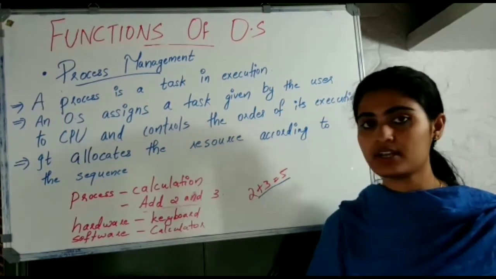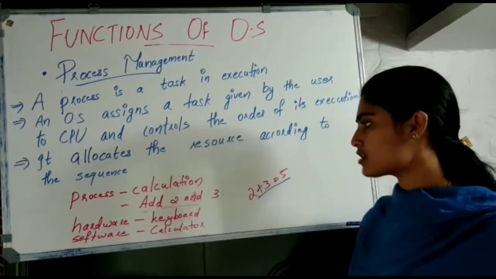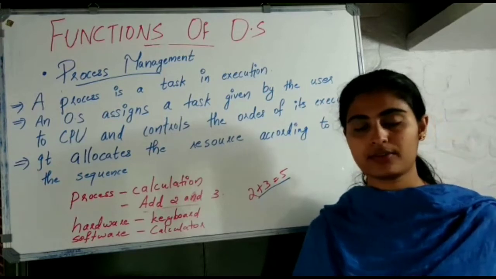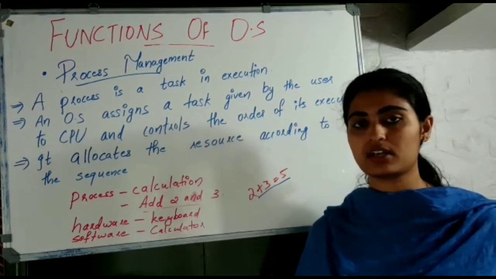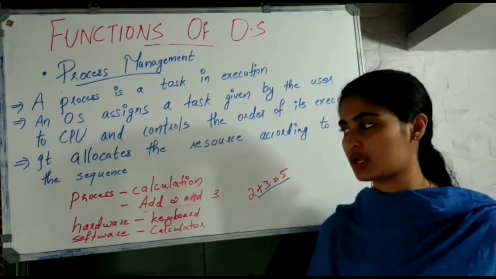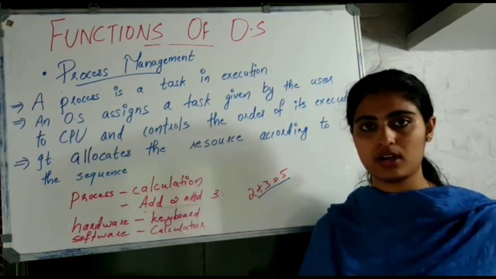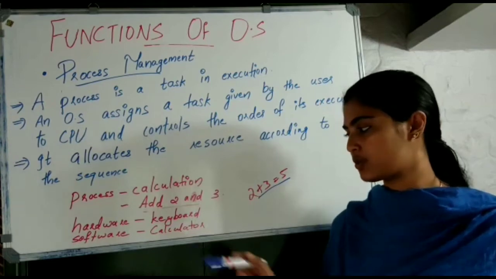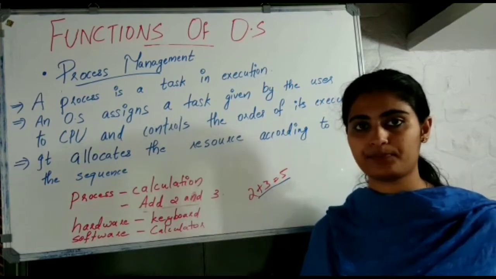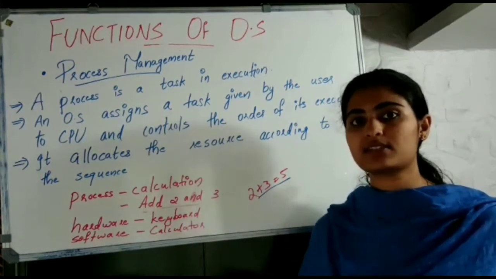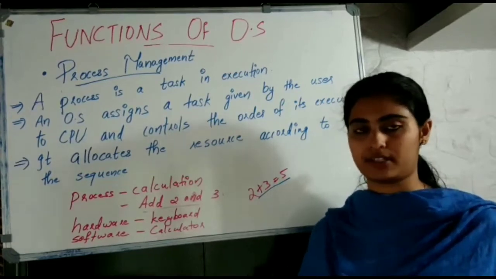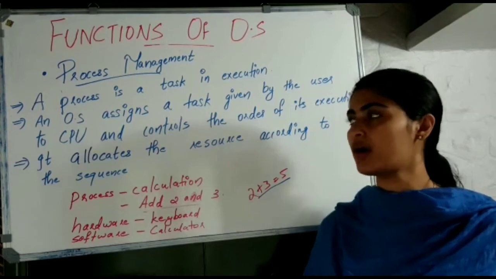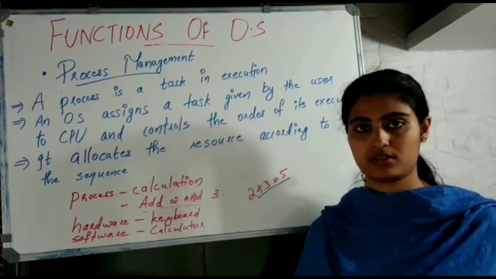And the third point is it allocates the resources according to the sequence. For calculating two numbers inside the computer, what is the hardware that I require? I need a keyboard. And what is the software that I require? I need a calculator. So operating system is the one who allocates these resources, that is hardware and software. So this is about process management.